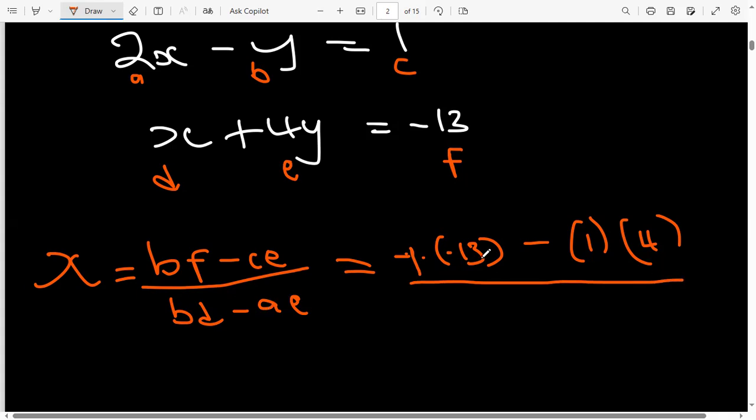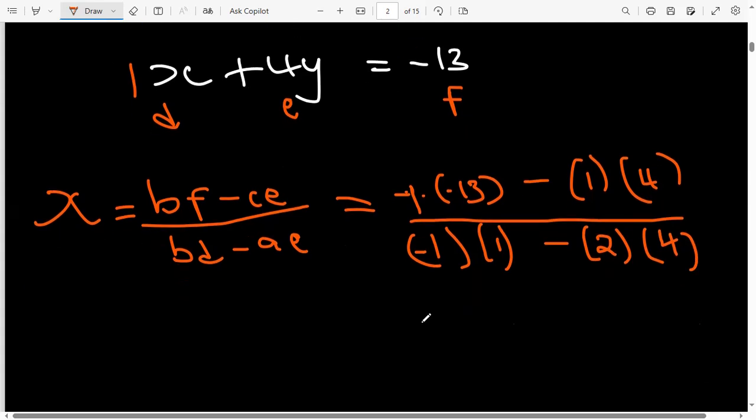And then from there, we are dividing all this by BD minus AE. So B is minus 1. The D is, what is the coefficient of this X? It's just 1. So I'm going to write 1 there, and then minus the A. The A is 2, and then multiplied by the E. So the E is 4. Okay, so this is what we have.